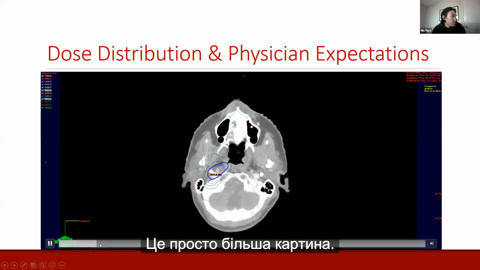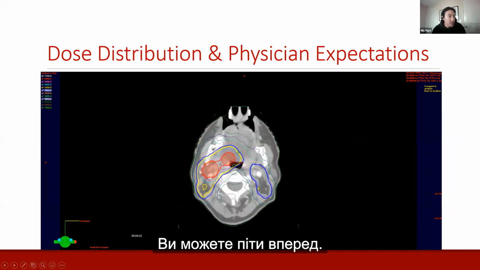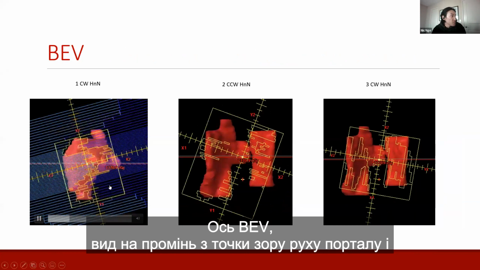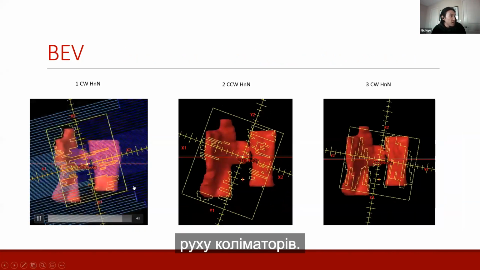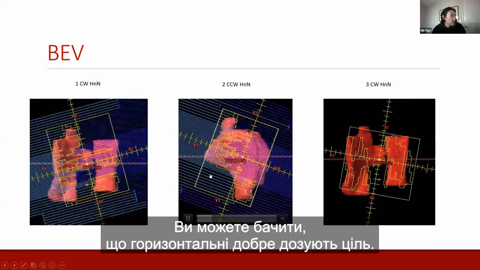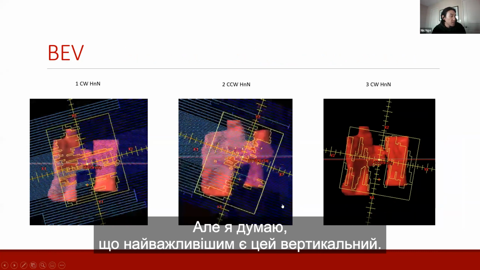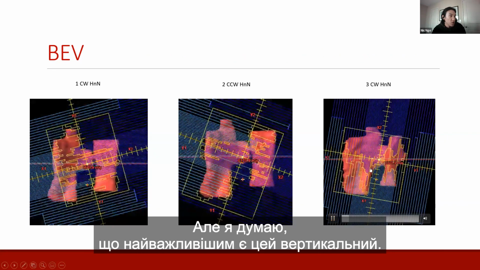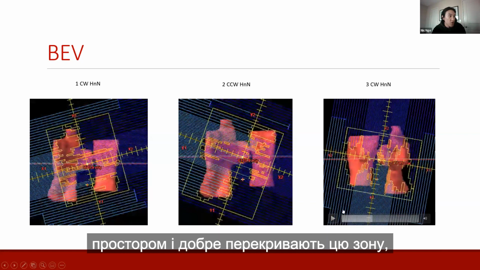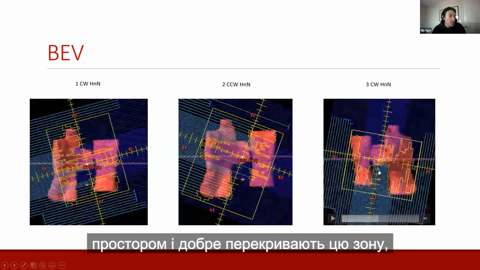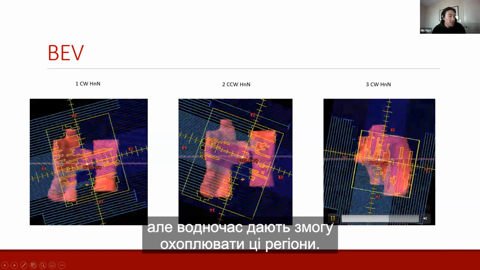And this is just a bigger picture we can use to go back. You can go forward. Here's the beam's eye view of the gantry movement and the collimators moving. So you can see the horizontal ones do a good job dosing the target. But I think the most important one is this vertical one. You can see here that the MLCs do come up in between this open space and do a good job of blocking this area out while still giving dose to these regions.